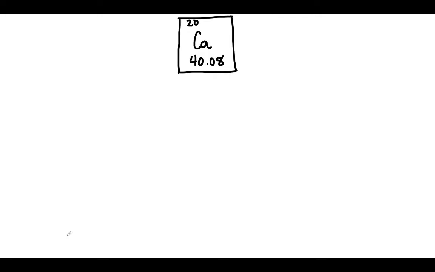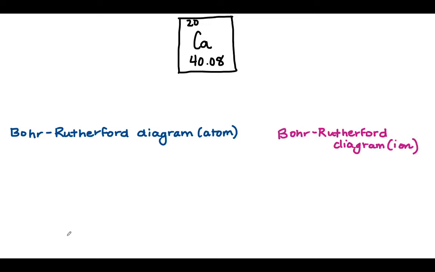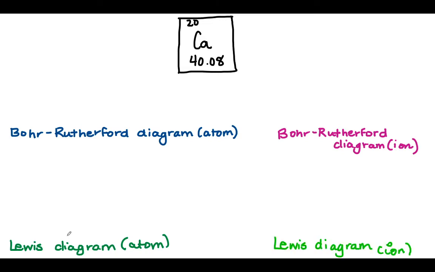So using both of these numbers, we can draw the Bohr-Rutherford diagram for an atom, the Bohr-Rutherford diagram for an ion, the Lewis diagram for an atom, and a Lewis diagram for an ion. So we can draw four different diagrams based off of this one element. So let's see how to do that.